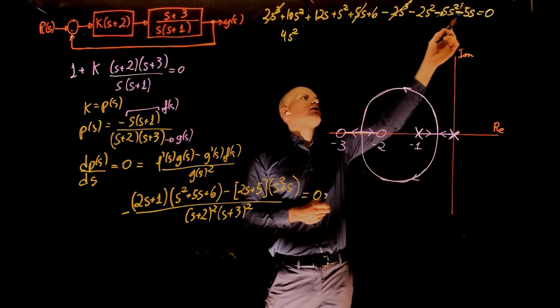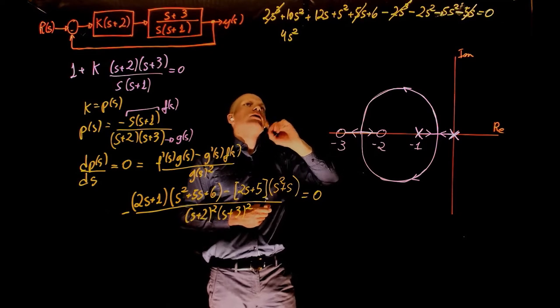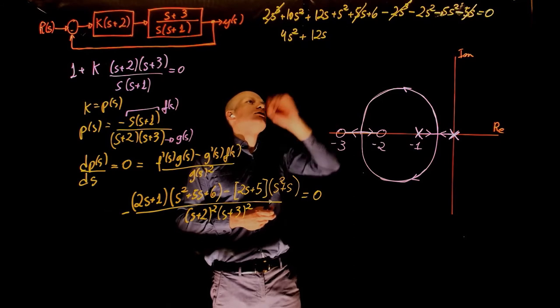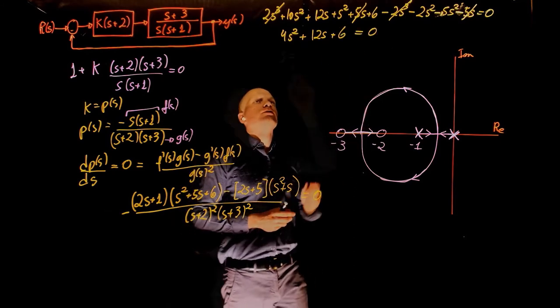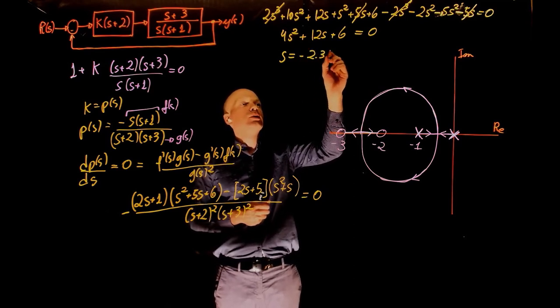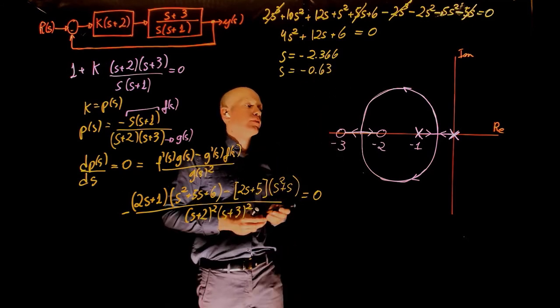Actually, this 5s cancels with that 5s. And we are left with 12s squared, 12s plus 6 equals to 0. Now solving for this, we get the roots, and they are negative 2.366 and negative 0.63.